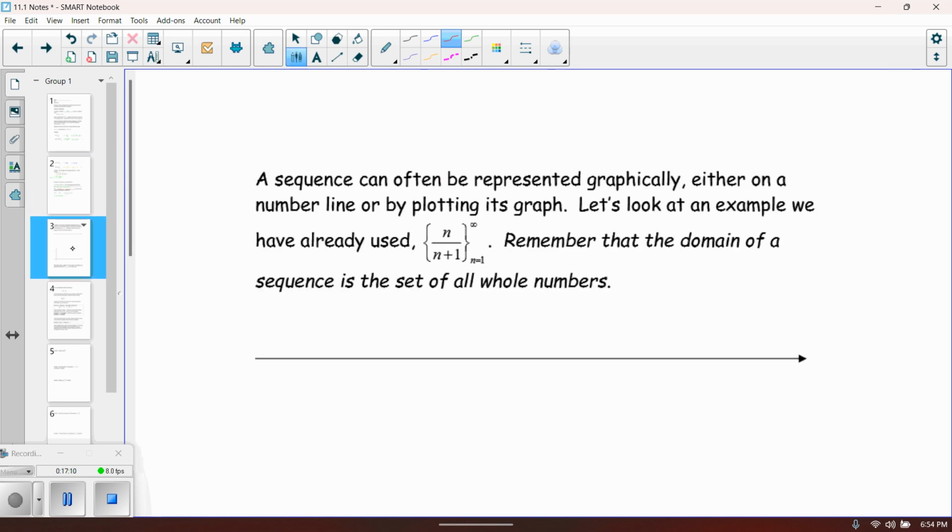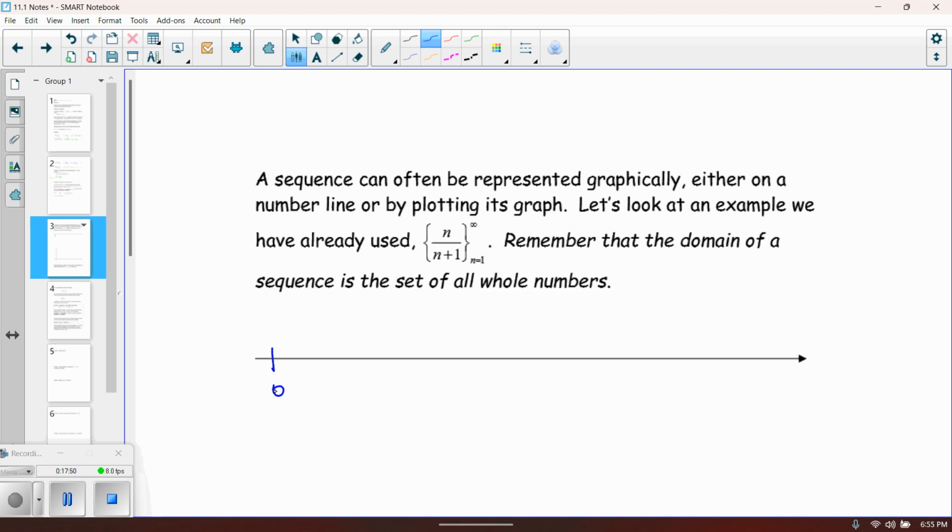So a sequence can often be represented graphically, either on a number line or by plotting its graph. So what we're going to do is take a look at an example that we've already seen, the n over n plus 1. And we're going to remember that the domain of a sequence is the set of whole numbers because you can't have a negative second term of a sequence. That doesn't make sense. We can have a 0th term, we can have a first term, second term, third term, and so on. 0th term typically, by the way, means an initial starting point, initial condition kind of thing. So let's write down over here, we'll put 0.